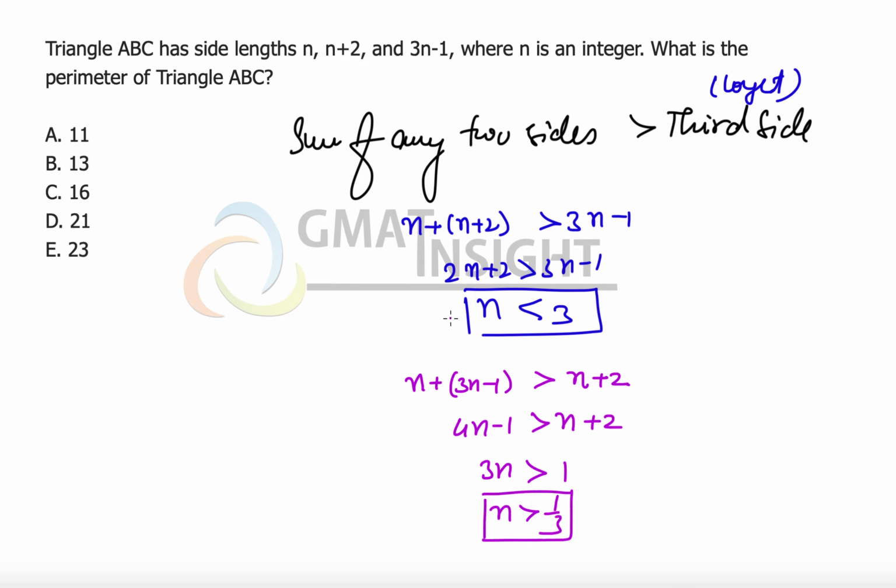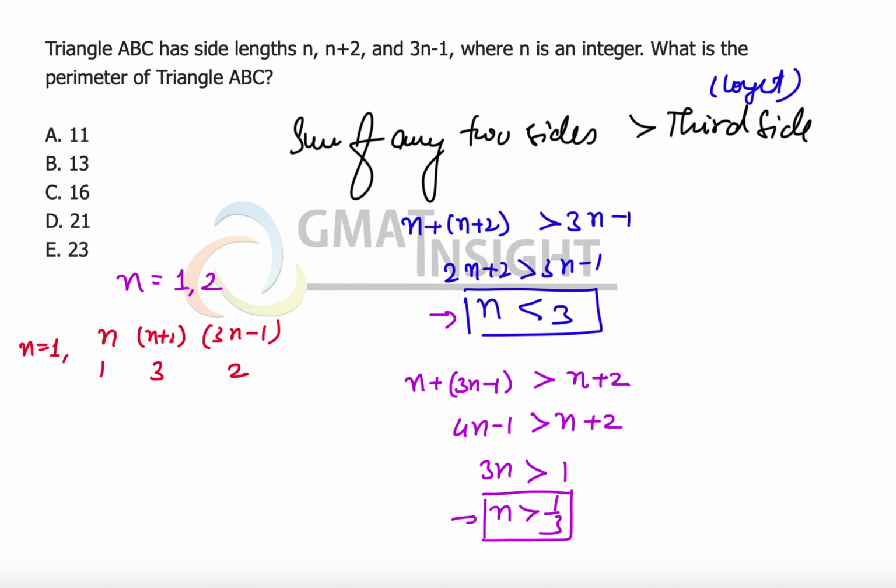Now, knowing this information, the possible values of n could be either 1 or 2, because n must be less than 3. Let's start with one possible value of n, which is 1. If n is equal to 1, then n plus 2 and 3n minus 1 will become 3 and 2, since 3 into 1 is 3, minus 1 is 2.